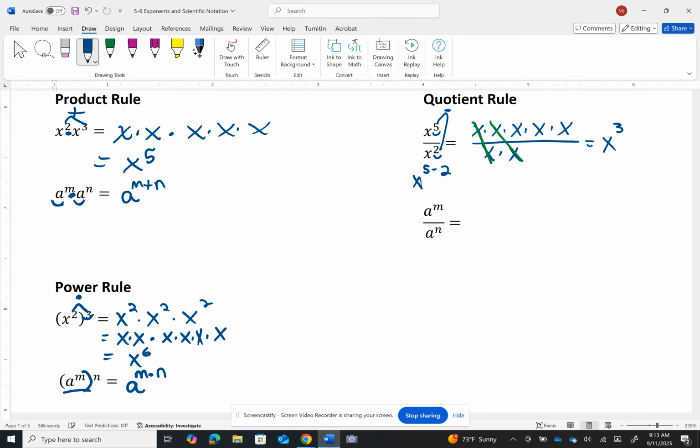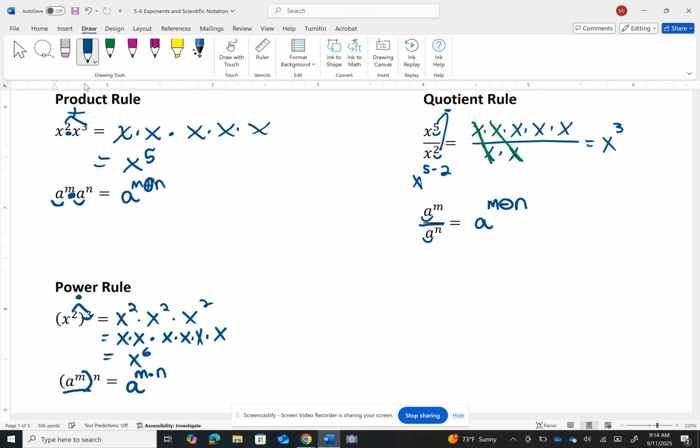Okay, so it's always, if you have two expressions with the same base like that, then the answer could be found by doing a raised to the m minus n. And again, math is all about consistent patterns. So when we were multiplying, we wound up adding the exponents. Here we're dividing, so it kind of is logical that you would subtract the exponents. Okay?